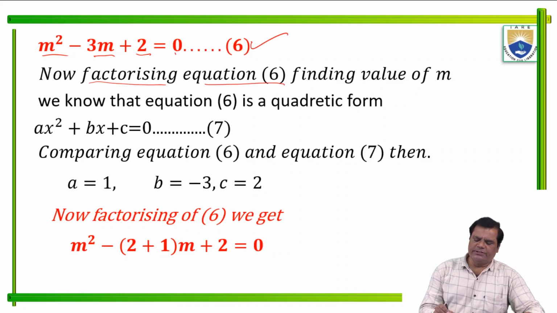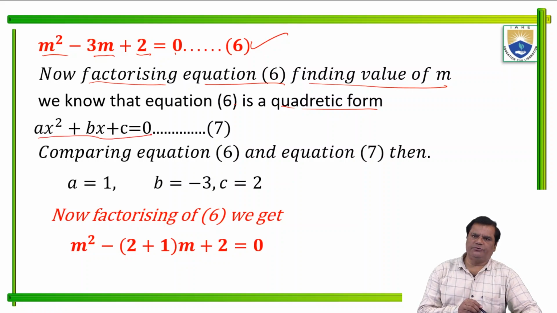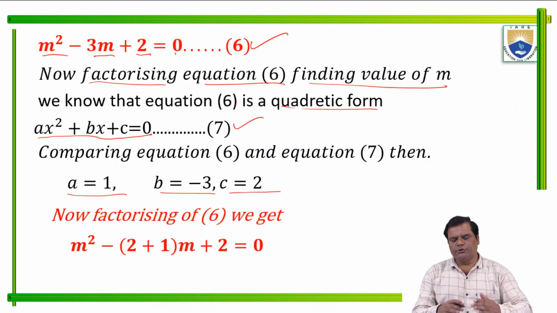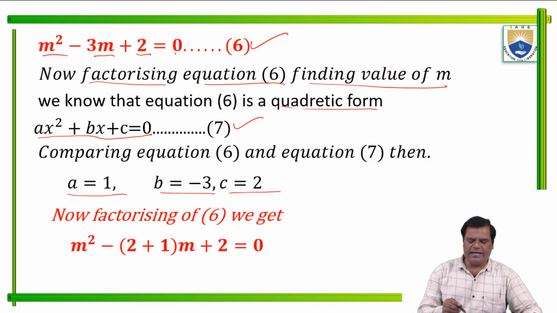Now factorizing equation 6 to find the value of m. Equation 6 is a quadratic form. The general quadratic form is ax² + bx + c = 0. Comparing 6 and 7, a is 1, b is -3, c is 2. We can solve this in two ways: one is factorizing, the other is applying Sridharacharya, then we can find the answer.